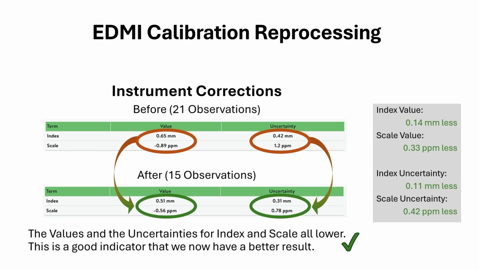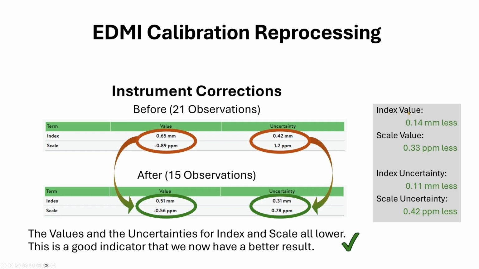So instrument corrections. On top here, I've called it before, which is the 21 observations, including pillar 4. And then below, I've called it after, which is 15 observations with all 6 observations to pillar 4 removed. So what happens here? Well, over here I've written, this is what changes.